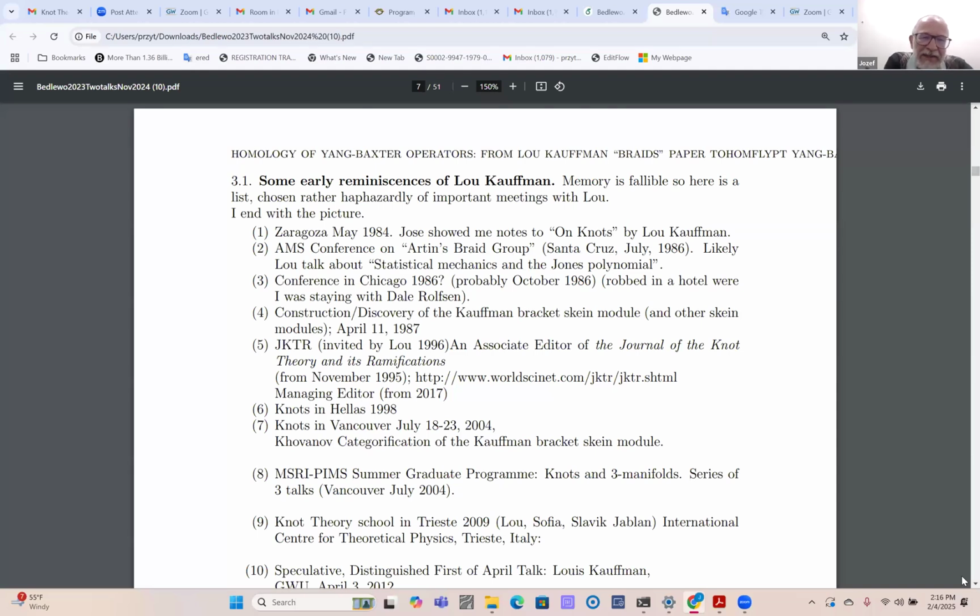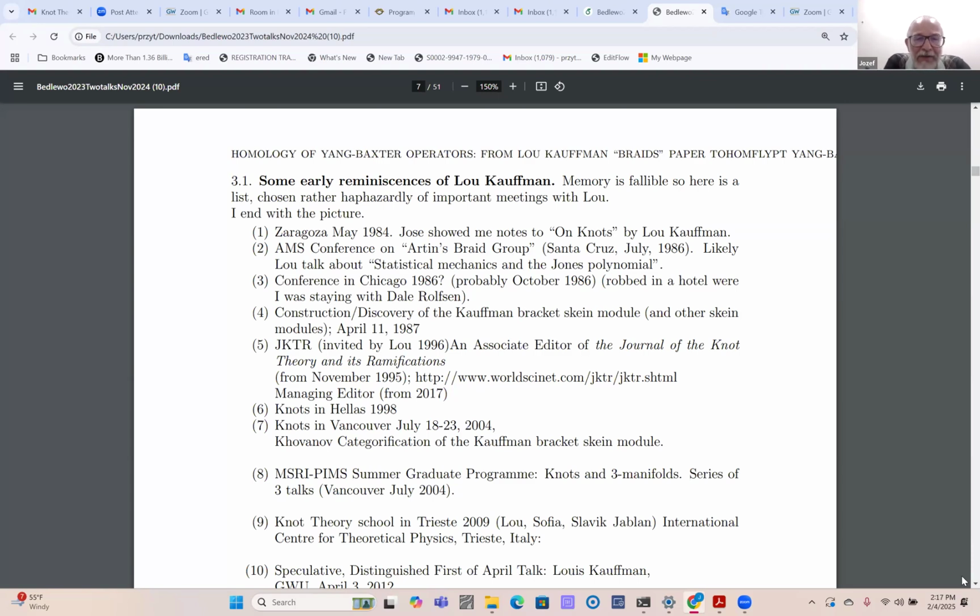Then there was this curious conference in Chicago. When I went as a postdoc to Dale Rolfsen, very early, I think October of 86, he took me to the conference in Chicago, which Lou Kauffman was organizing. And of course, the most memorable thing was negative: with Dale we were robbed in the hotel where we were staying. So I don't remember much about the conference, but probably it was the first time I really met Lou Kauffman. As for the Braids conference, I am not sure whether I really talked to Lou, or maybe he was not there.